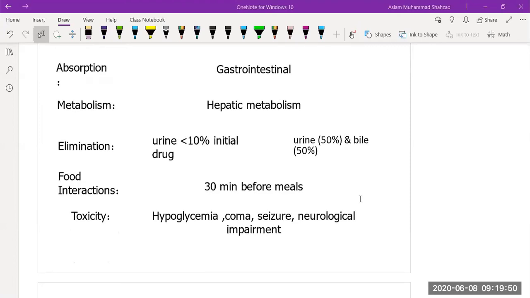All drugs that are used for the treatment of diabetes have common side effects, so you can memorize them all. Like hypoglycemia, you will find it in most of them. Coma, seizures, and neurological impairments are the common toxicities. You can make your own mnemonics, like HCSN, HCS, to memorize them.